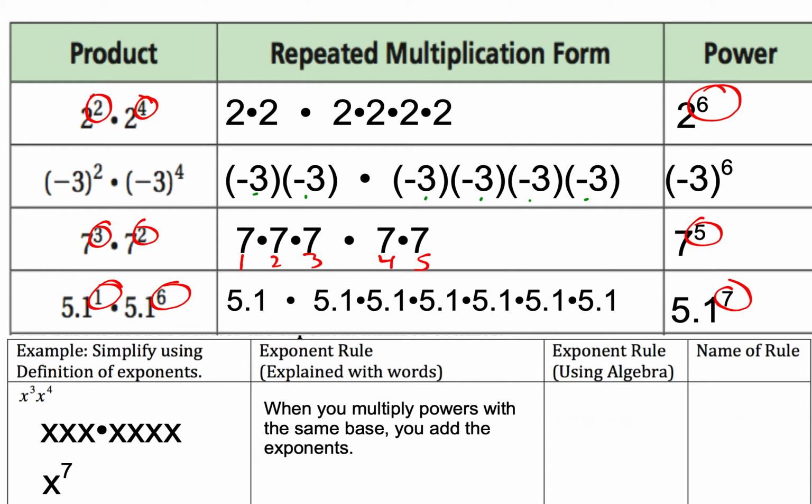When you multiply powers of the same base, for example, up here, these both have a base of 2, you can add the exponents. The base stays the same and the exponents add together. Okay, the algebraic rule for it: x to the a times x to the b, same base, they're both a base of x, is x to the a plus b, and this is called the product of powers rule.